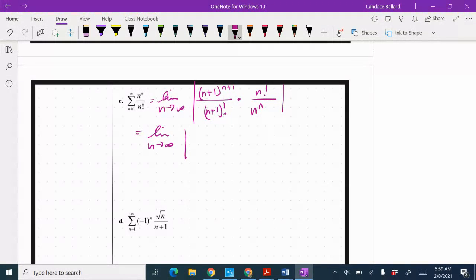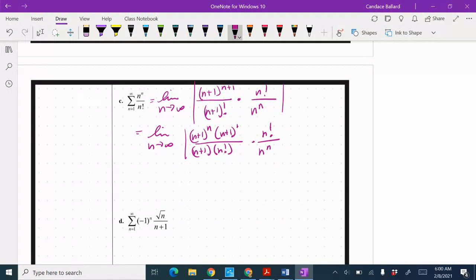So let's see, I'm going to rewrite some things. I know that (n plus 1) to the n plus 1 would be (n plus 1) to the n times (n plus 1) to the first. (n plus 1) factorial is n plus 1, and if I go one beyond, it would be n factorial times n factorial over n to the n.